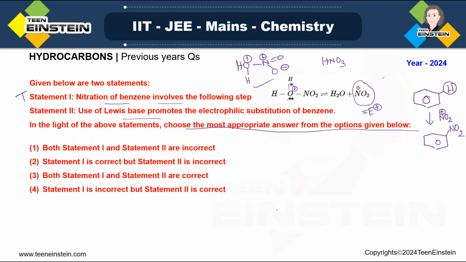Now come to the second statement. It is mentioned that use of Lewis base. Now Lewis base means what? Lewis base means any species which can donate an electron pair. That is the definition of Lewis base. And a Lewis acid can accept an electron pair. And there is another concept of acid and base, that is Bronsted, where a Bronsted acid will give H plus, and a Bronsted base will accept H plus.